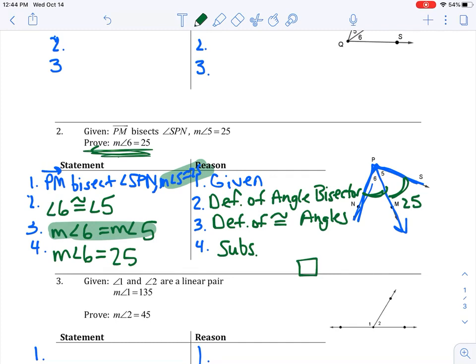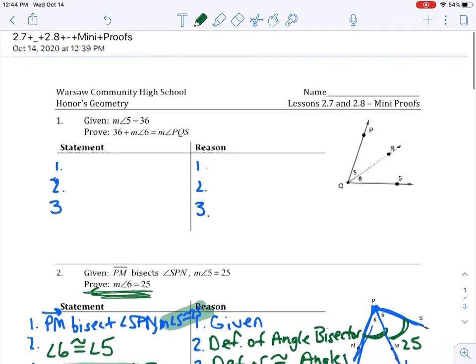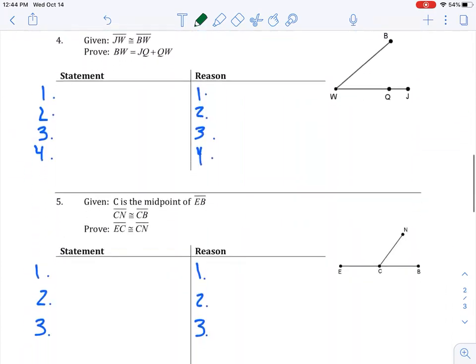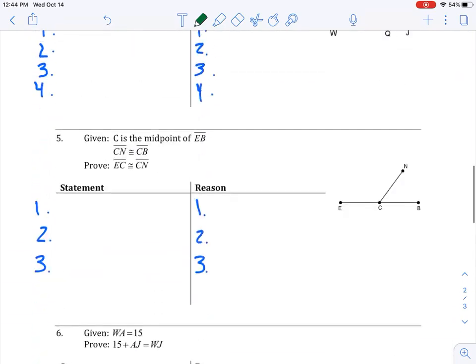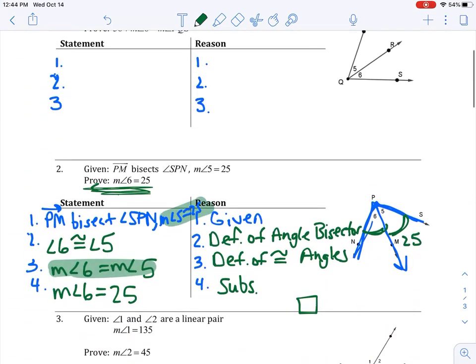The rest of these problems are not much different than those. You might be dealing with a segment. You might be dealing with a different definition. You might be dealing with the supplement theorem or complement theorem if they add up to 180 or add up to 90. They aren't much different than that. So go from there. You'll at least get one.